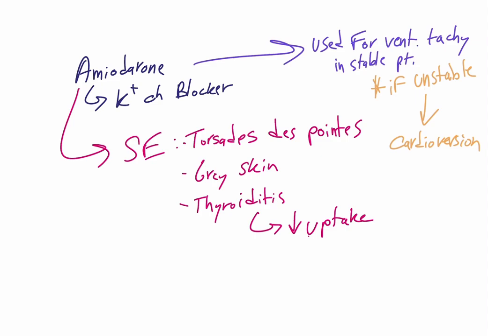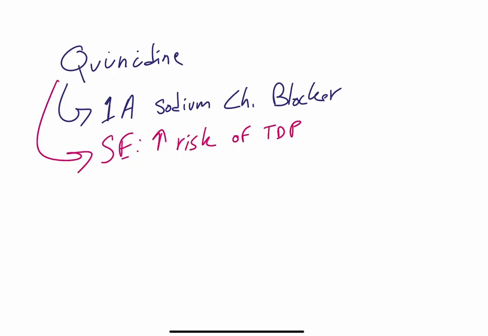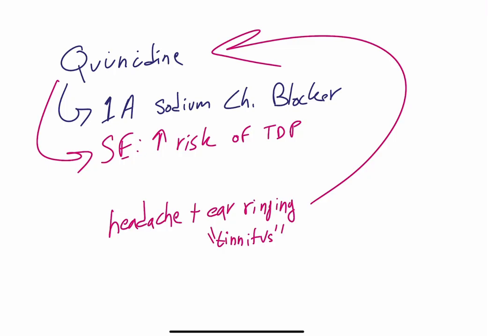Moving on to quinidine. This is a class 1A sodium channel blocker. You also have a high risk of TDP with this. That's torsades de pointes. And you may get a vignette where a patient is on an antiarrhythmic and then suddenly presents with headache and ear ringing. This is quinidine. So you just have to know this fun fact for quinidine.